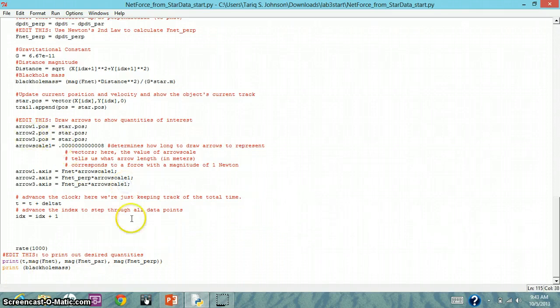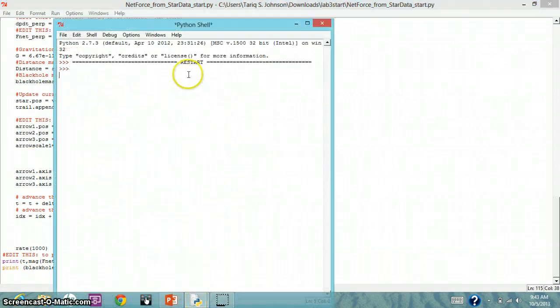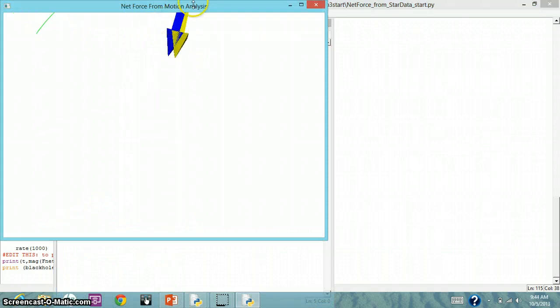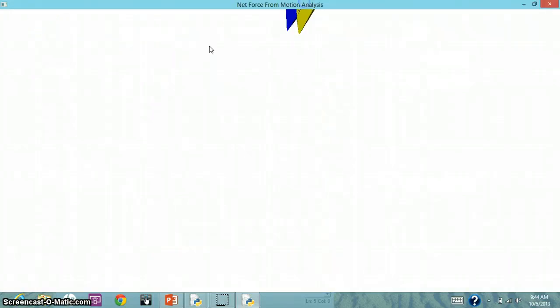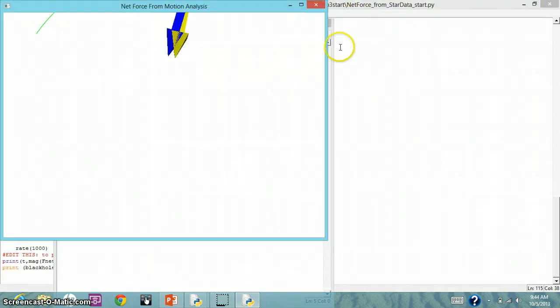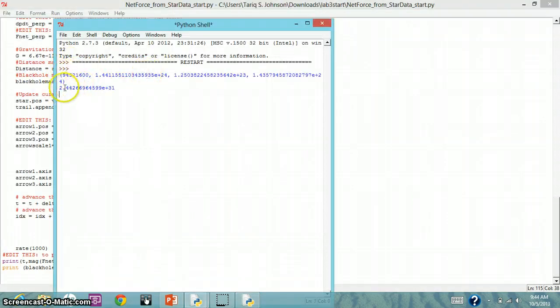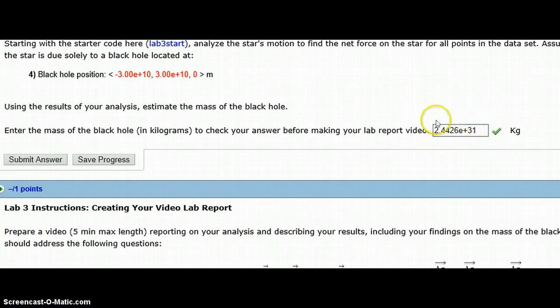And as you can see here, I will show what the model turned out to look like. Here you can see that the blue arrow is pointing towards the center, the black hole. The blue arrow is the F net perpendicular, yellow is F net, and the black line which goes along the trajectory, which you can't see because it's cut off here, shows the F net parallel. This is my F net that was given, and this is the black hole mass that was given to me, and it was proven to be true by WebAssign. As you can see here in WebAssign, the value that I found was proven to be correct.